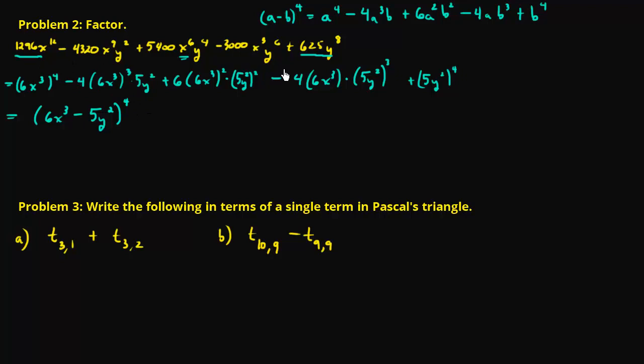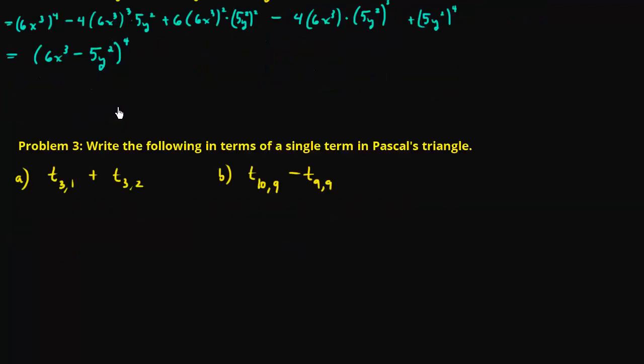But you have an insight, based on these two terms being perfect powers of 4, to check that the whole polynomial can be factored into a binomial to the power of 4. In problem 3, we're going to relate this back to Pascal's triangle. It says, write the following in terms of a single term in Pascal's triangle.